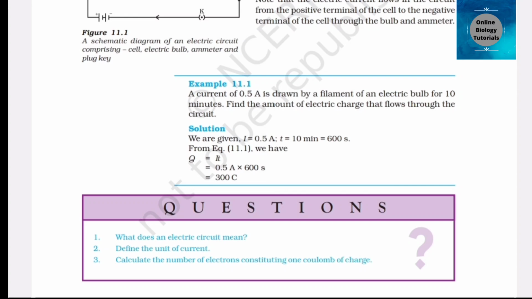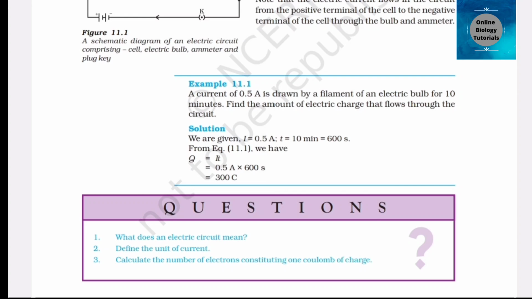Example 11.1. A current of 0.5 A is drawn by a filament of an electric bulb for 10 minutes. Find the amount of electric charge that flows through the circuit. Solution. We are given I = 0.5 A, t = 10 minutes = 600 s. From equation 11.1, we have Q = It = 0.5 A × 600 s = 300 C.